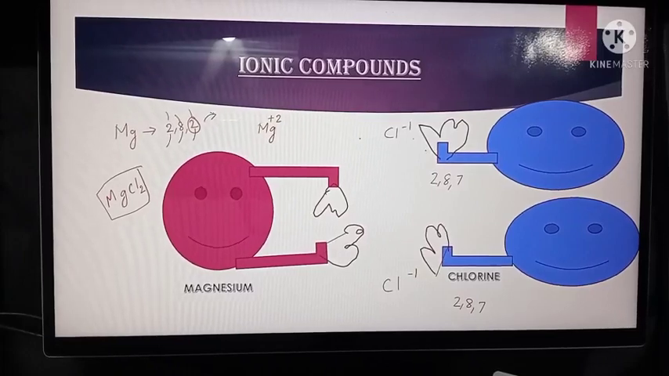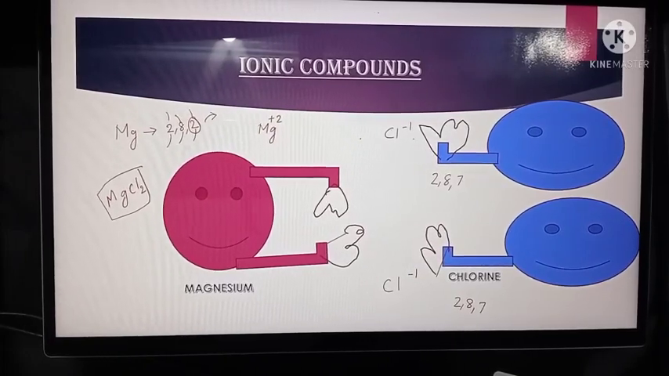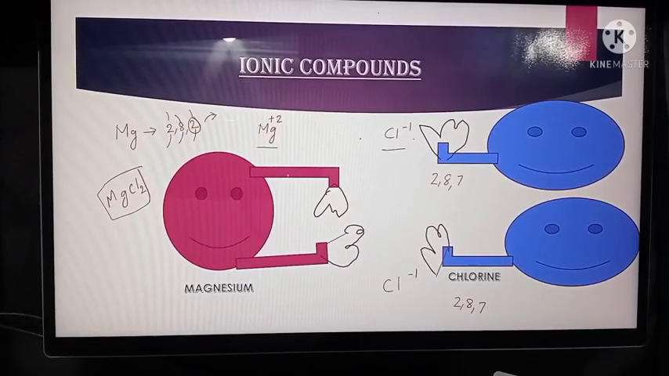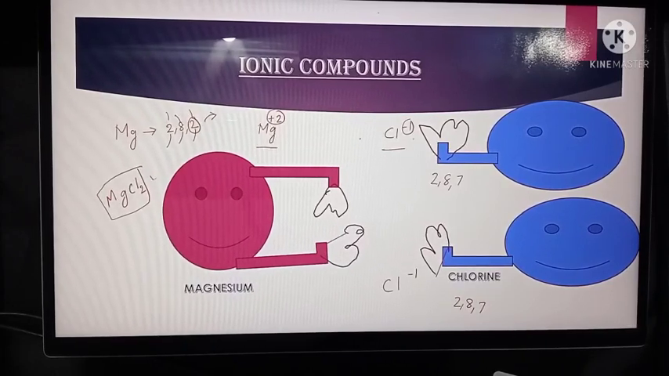Now how can you write it easily? The way to write it easily is, without looking or without drawing this type of figures, you just look at the ionic formula. Okay, so magnesium has got +2 and chlorine has got -1. You can just exchange their valencies to write their exact formula, that is MgCl2.